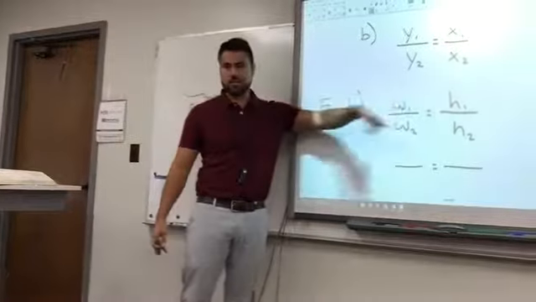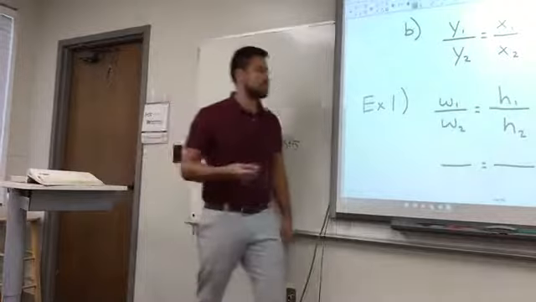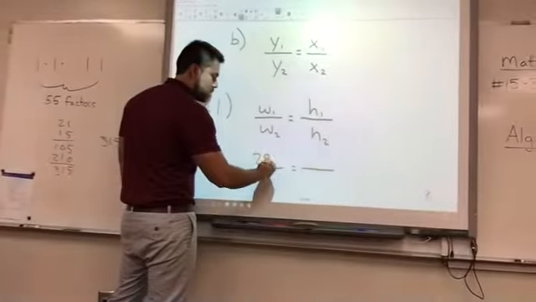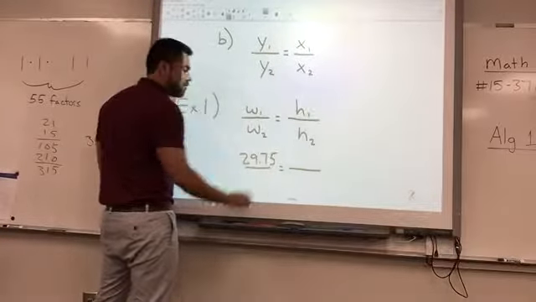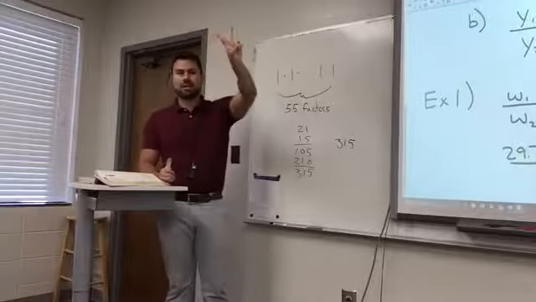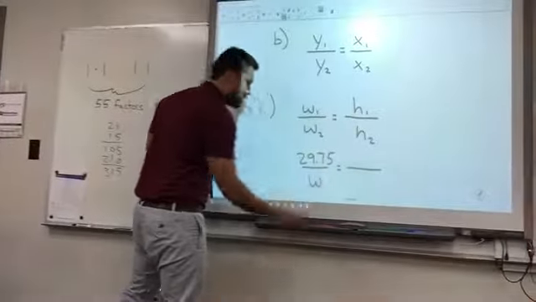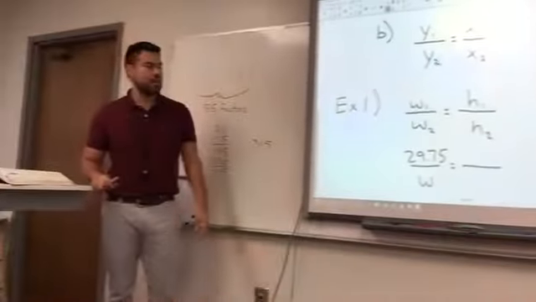Yeah, so what is W sub 1? What does it say in the problem? 29.75. Yep, he makes $29.75. That's the first instance of his wages. Do they give me a second instance of his wages? No. So you know what? I don't know what the second instance is. I'll just call it W. I don't know what it is.